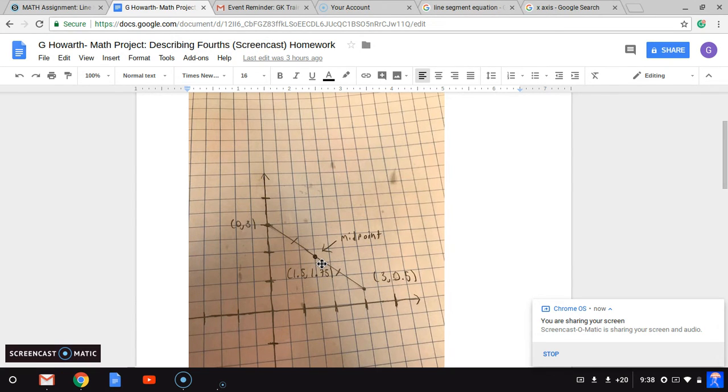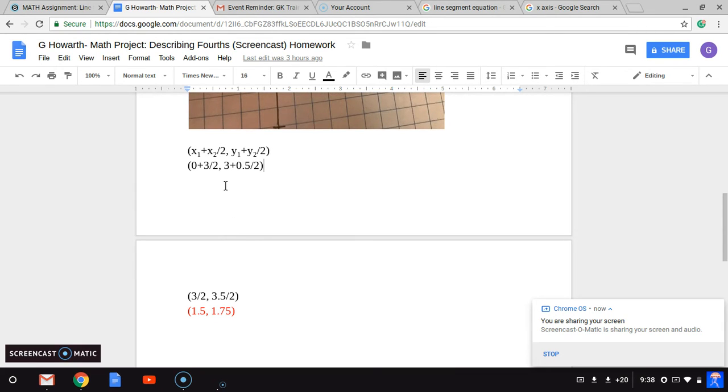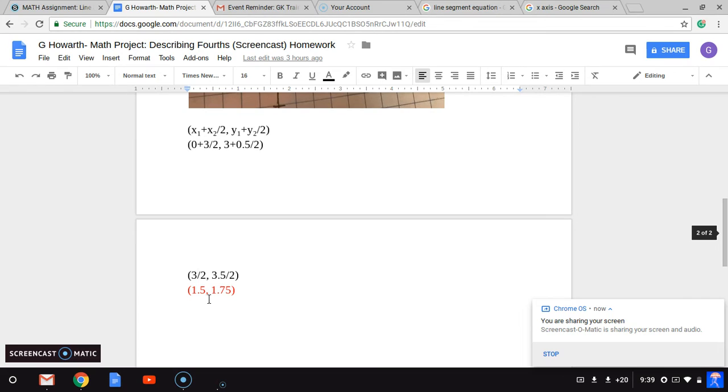I found this by using the equation x sub 1 plus x sub 2 divided by 2, and y sub 1 plus y sub 2 divided by 2. So since x sub 1 is 0 and x sub 2 is 3, right here, you add the 2 together, right here. After you do this, you'll get 3 and divide by 2. And the x in this point is 1.5.